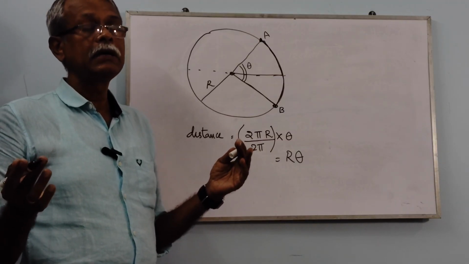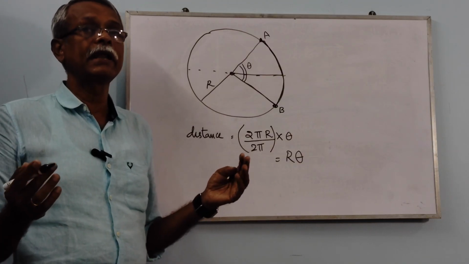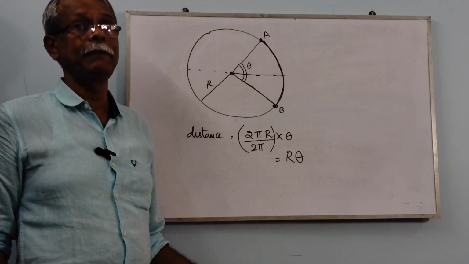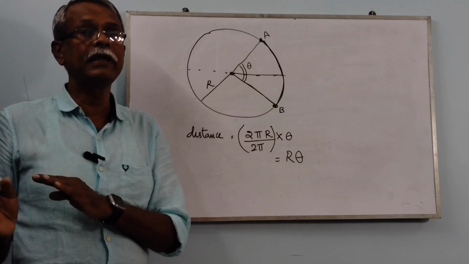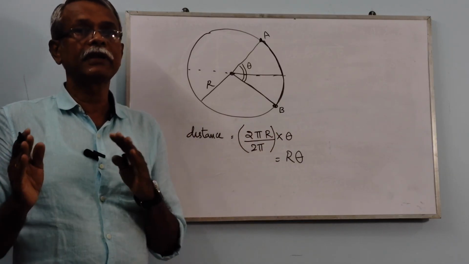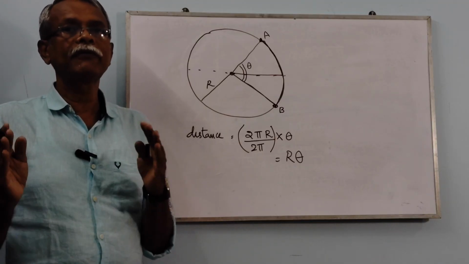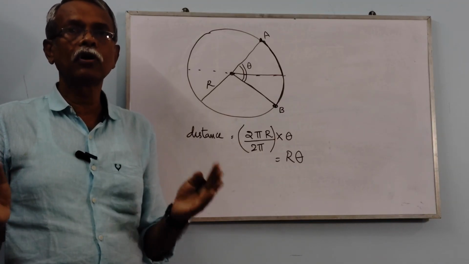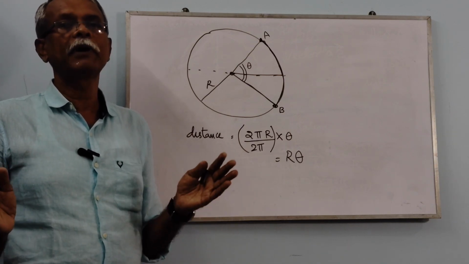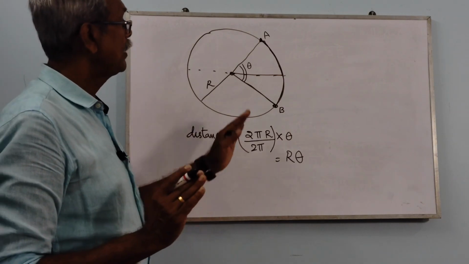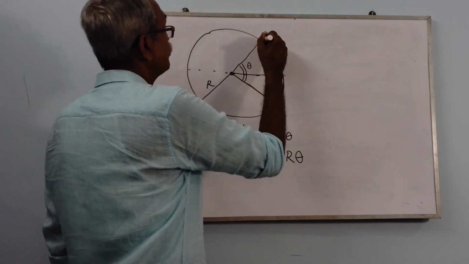But remember that the r theta formula can be applied if theta is taken in radian, not in degree. It should be taken in radian. Pi radian is 180 degree, 2 pi radian is 360 degree, 90 degree is pi by 2 radian, 45 degree is pi by 4 radian, 60 degree is pi by 3 radian, 30 degree is pi by 6 radian. So we have to express the angle in radian. Now we have to calculate the displacement.